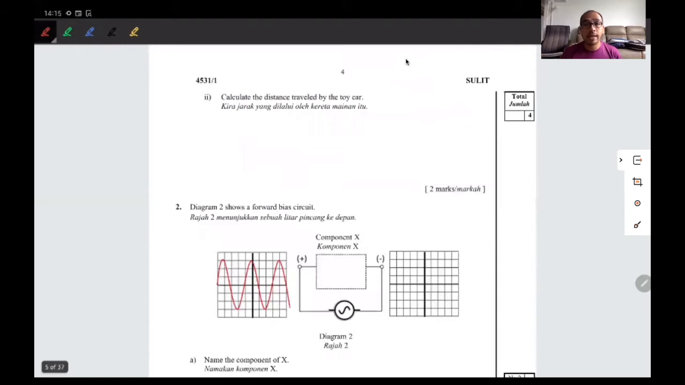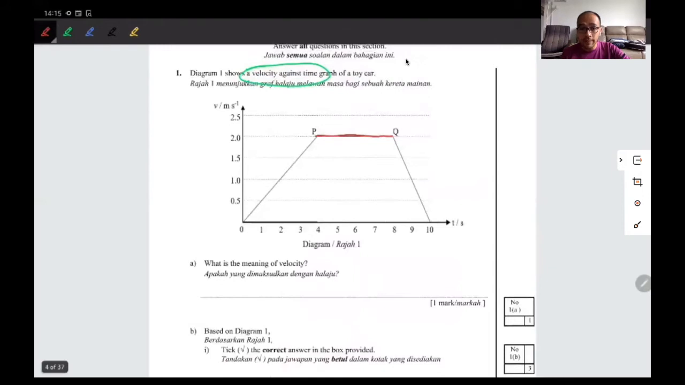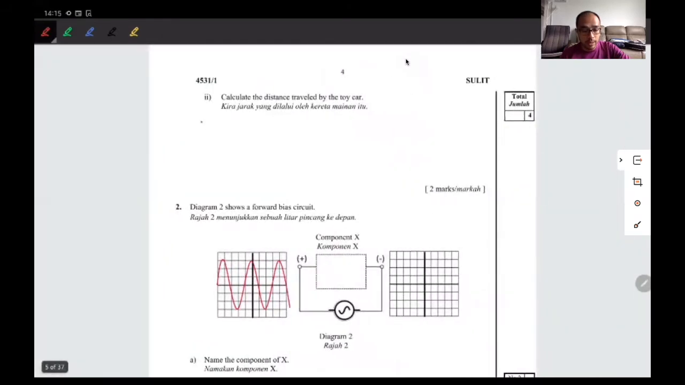Then again, the same question, calculate the distance traveled by the toy car. So you find that this shape once again is a trapezium. Down here is 10, up here is, let me see, 4 to 8. So 1, 2, 3, 4. Okay, and the height is 2. So the distance will be the area under the graph.